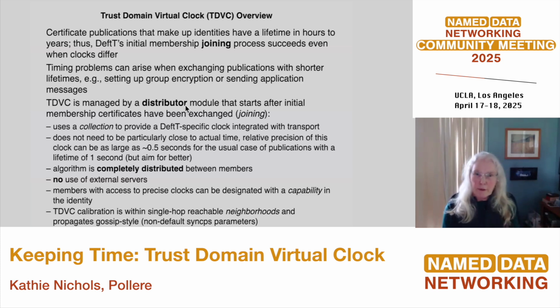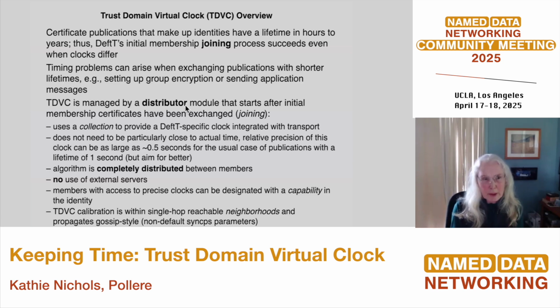It uses a collection and these other things that I already said, but it was really important that the algorithm is completely distributed between members and that there's no use of external servers. And one of the things that we want to be able to do, which I will freely admit is not implemented yet, is that for members that have access to precise clocks, we could designate them with a capability in their identity that says this particular member has a really precise clock, and in that case, we give preference to that clock.